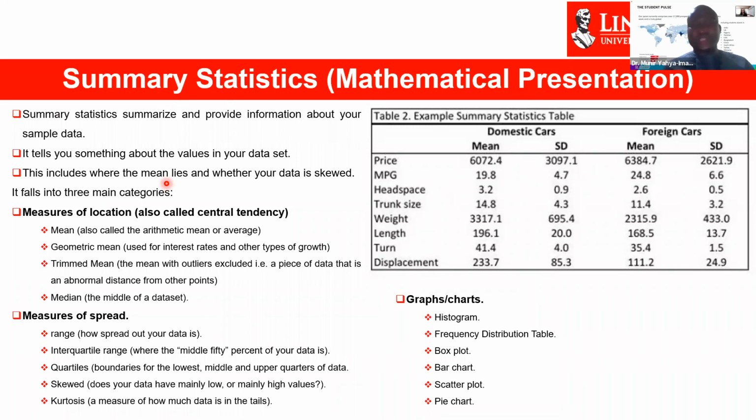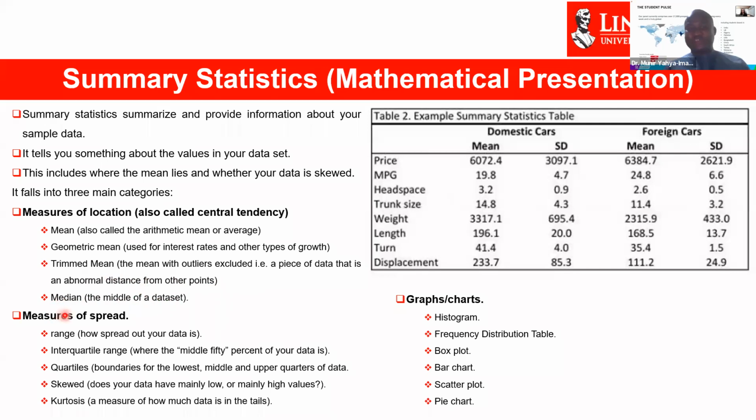So it falls into three main categories. One, measures of location, also called central tendency. Here we have the mean, also called the arithmetic mean or average; the geometric mean, used for interest rates or other types of growth; the trimmed mean, which is the mean with outliers excluded, an outlier being a piece of data at an abnormal distance from other points. Then of course the median, the middle of a data set.